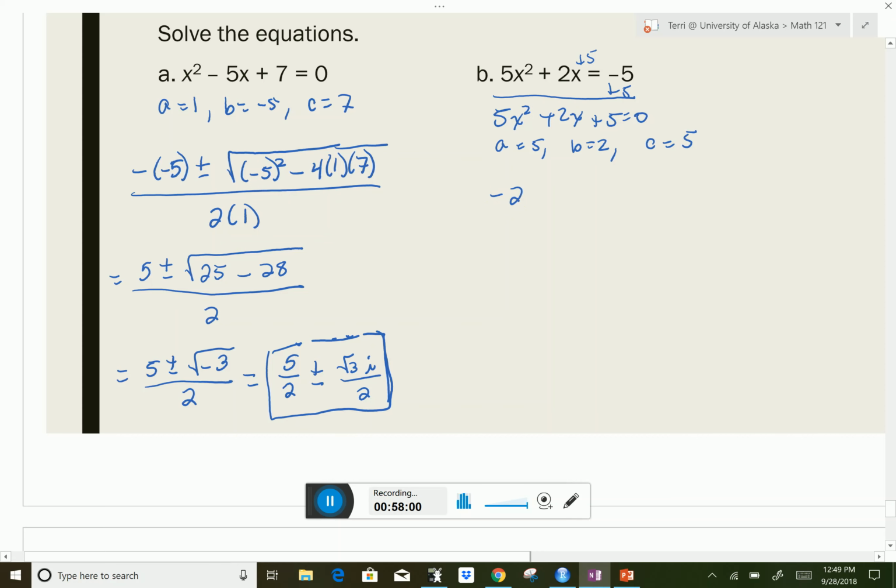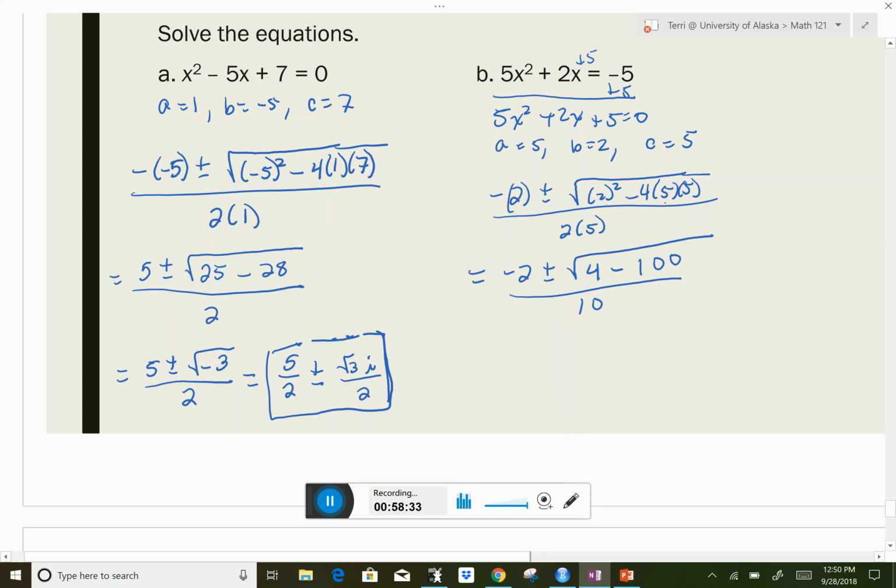So negative 2, negative B, plus or minus the square root of B squared minus 4AC all over 2A. Notice every time I'm putting parentheses in there, every single time. So that just becomes negative 2 plus or minus the square root of 4 minus 4 times 5 times 5. 5 times 5 is 25 times 4 is 100, over 10. Negative 2 plus or minus the square root of negative 96 over 10.